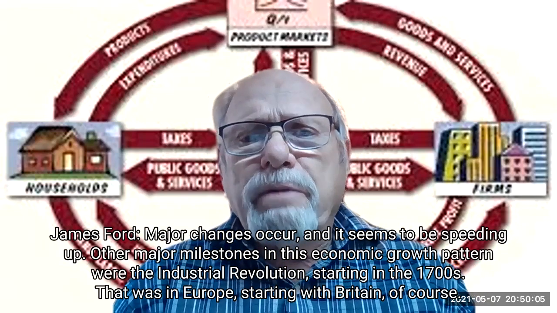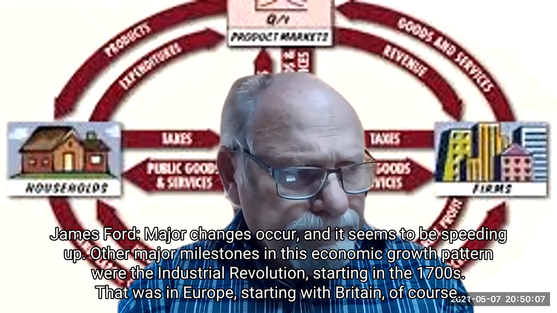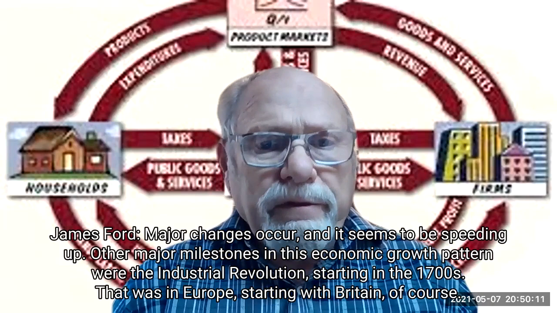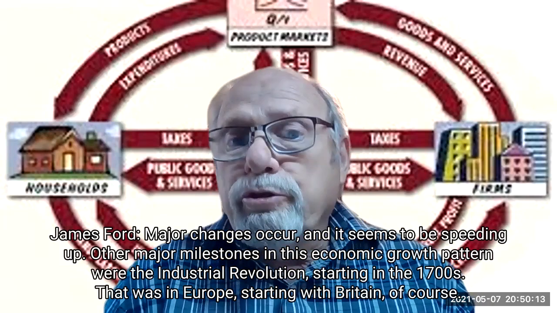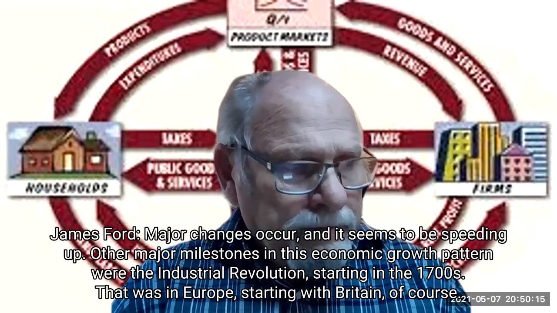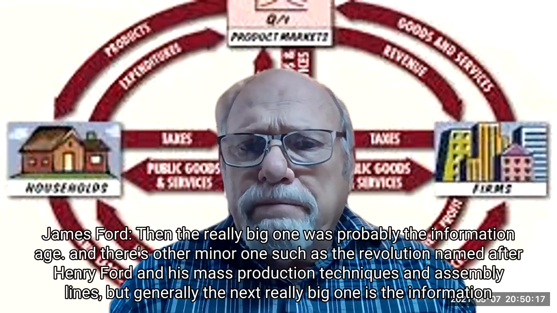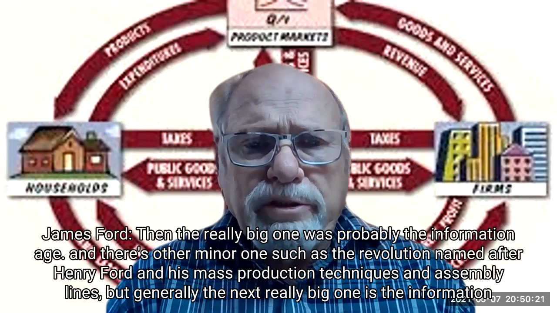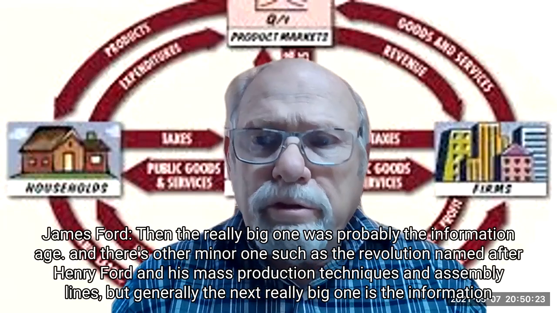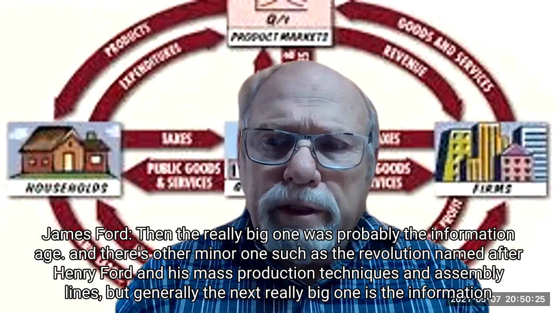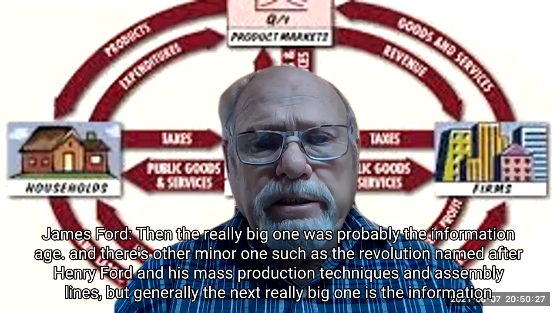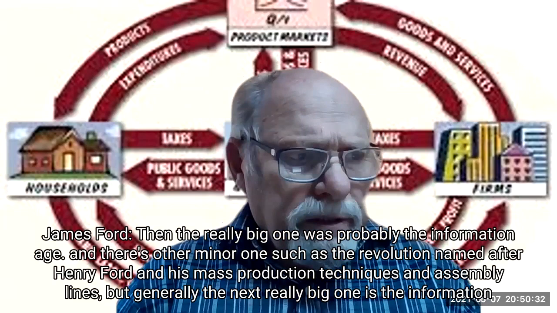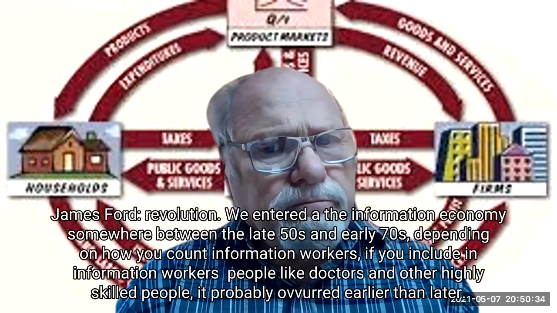What are the major milestones in this economic growth pattern? Well, the Industrial Revolution, starting in the mid 1700s. That was in Europe, starting in Great Britain, of course. Then the next really big one was probably the Information Age. And there are other minor ones, such as the Fordian Revolution, named after Henry Ford and his mass production techniques and assembly lines. But generally, the next really big one is the Information Revolution.